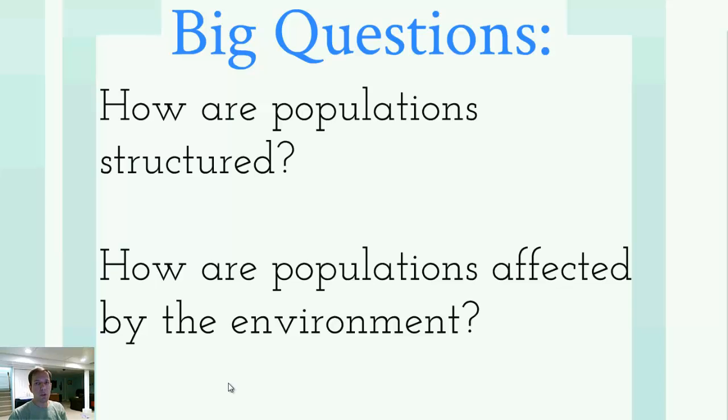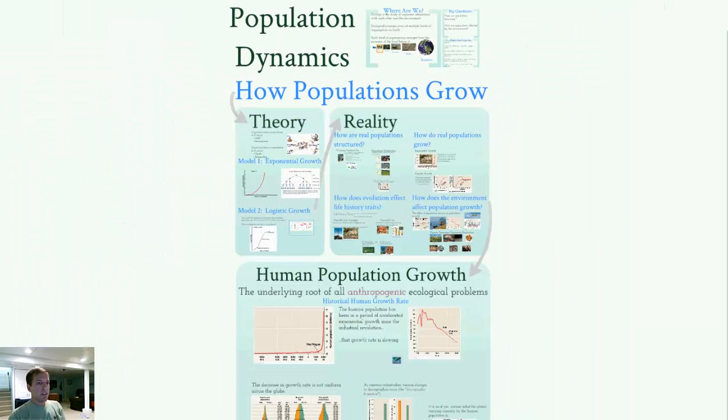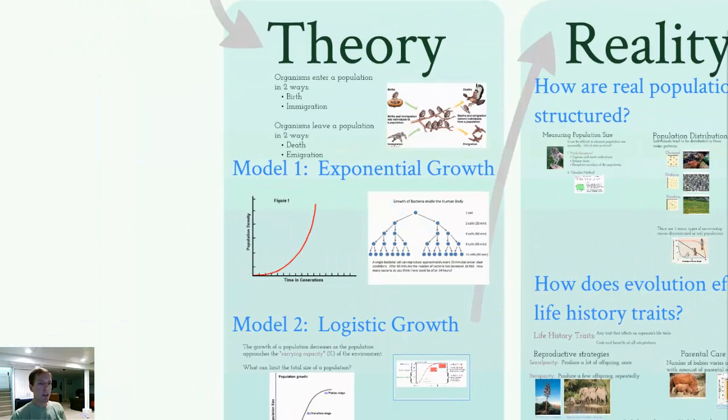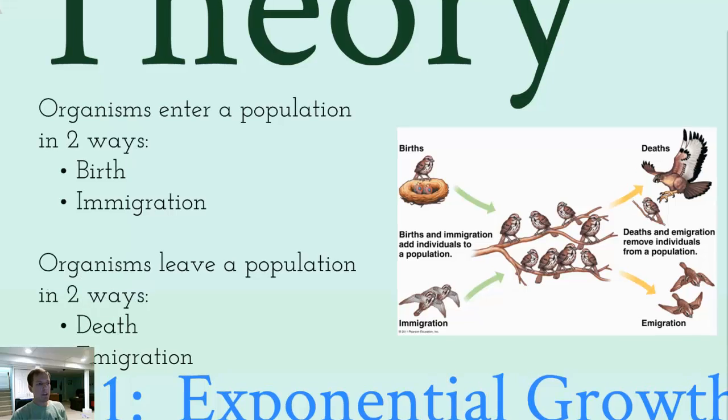So what is the structure of a population? How is it that we know what a population is made up of? Why does it change? And so how does the environment have an impact on that? Now, in terms of our population growth, there's theory and there's reality. We'll of course start with theory and then go just a little bit today into the reality of real life, real world populations.